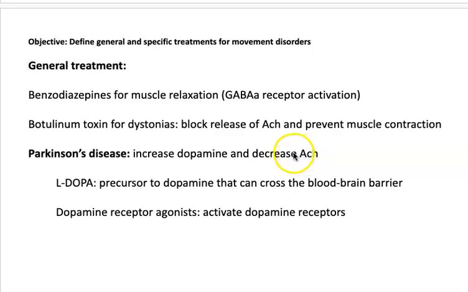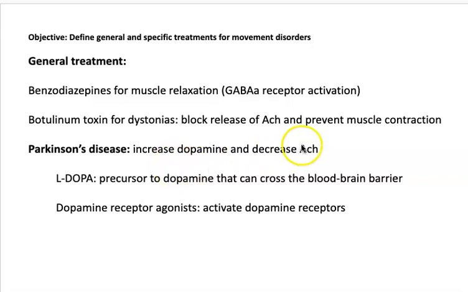And I apologize, I realized there was a typo there. So it actually should be to decrease acetylcholine. And that is really just to prevent the excess movement when it's not necessary. So increasing dopamine to help with the control of movement, and to decrease acetylcholine to help control the uncontrolled movement.